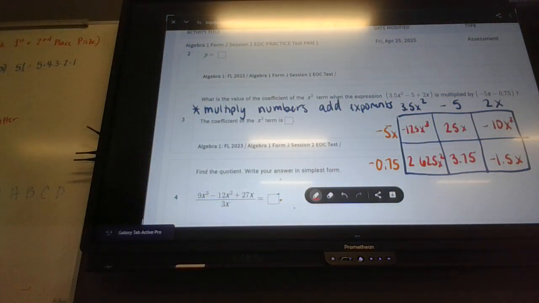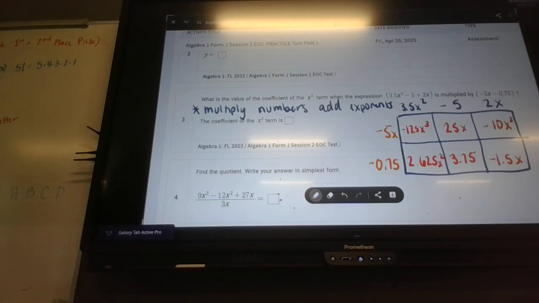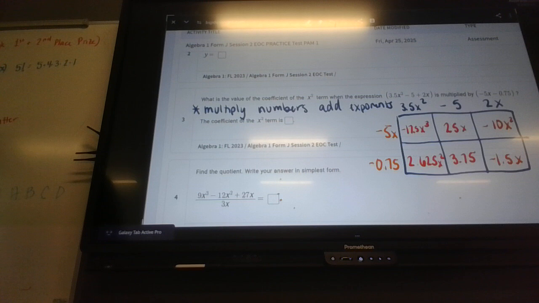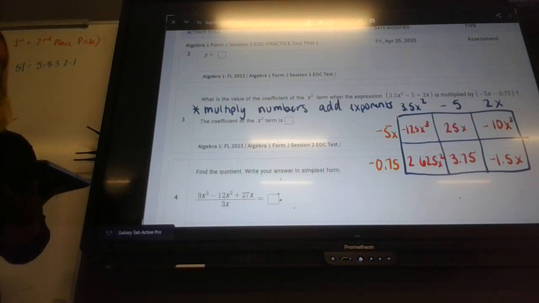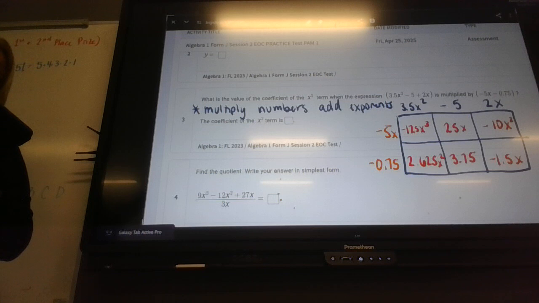All right, now we have to take it out and write it. So, standard form puts the highest exponent first. So I'm going to put that third degree term first. So it's negative 17.5 x to the third.